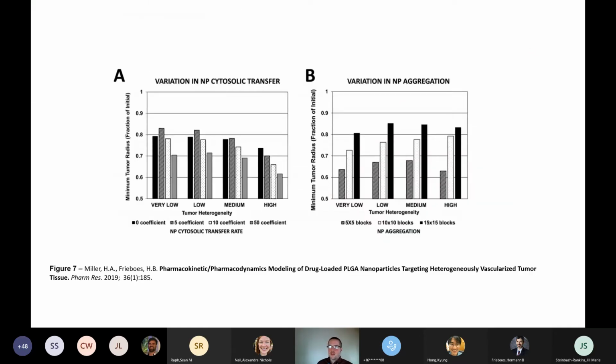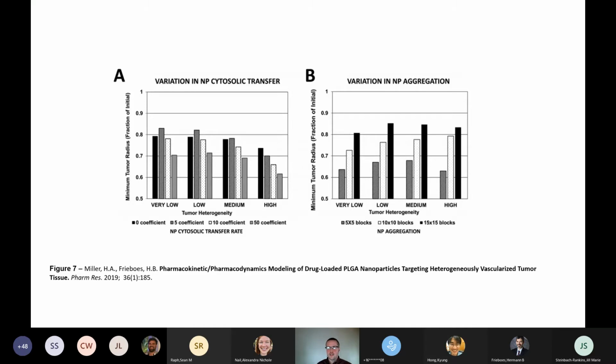The minimum tumor radius as a fraction of initial was affected by both cytosolic transfer rate and nanoparticle aggregation. The strongest drug effect was achieved with the highest cytosolic transfer rate of 50 in the high heterogeneity case, while the lowest drug effect was observed in the very low case with a cytosolic transfer coefficient of 5.